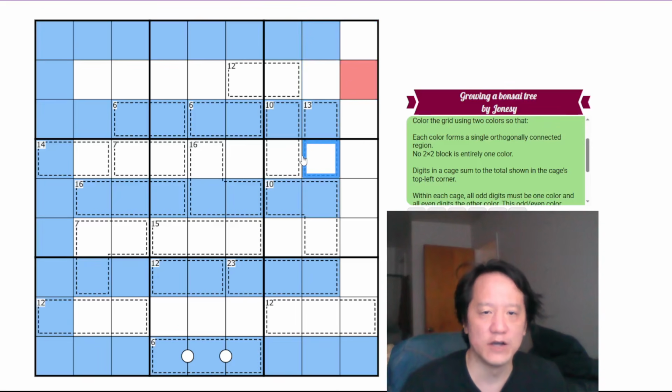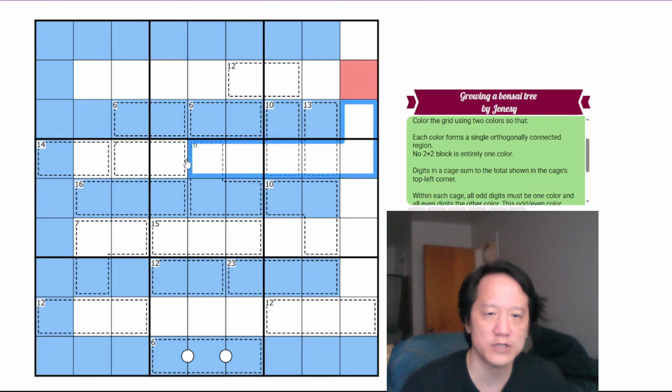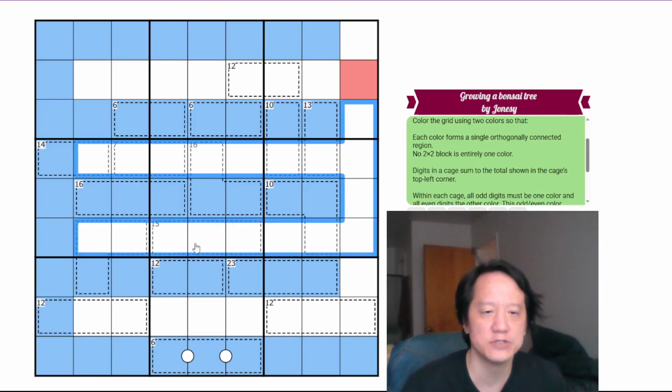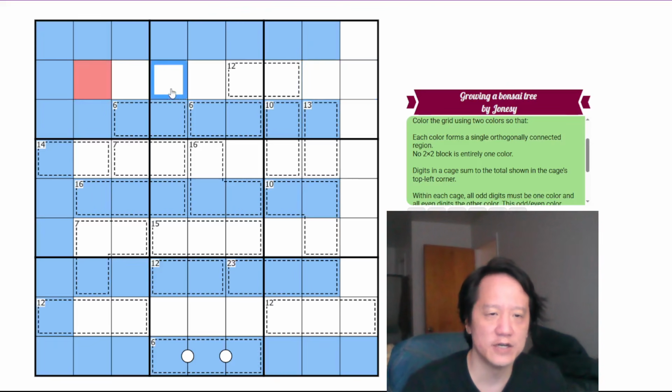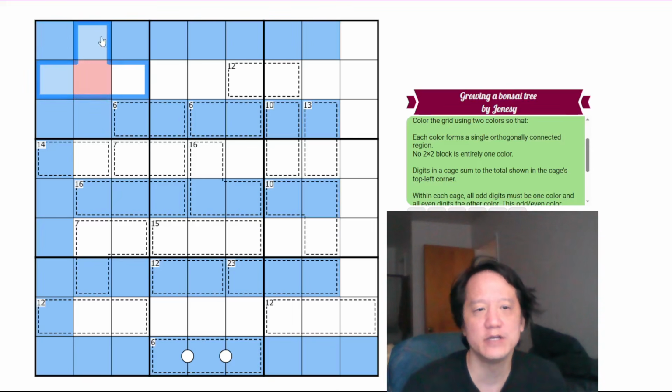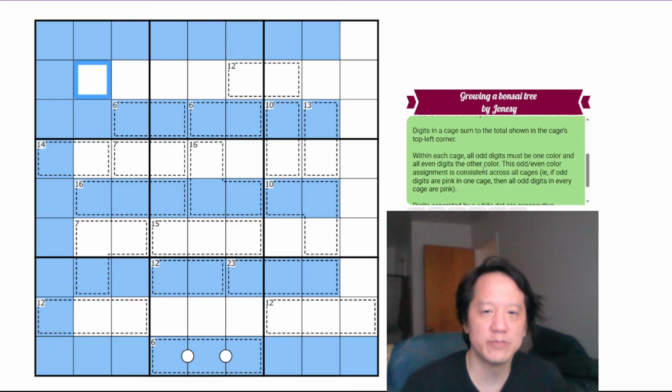This would be an invalid shading because, for example, these cells here can no longer get to these cells just by going through edges while staying within the region. They have to go through a corner, or they would have to exit the region by going through an edge, neither of which is allowed in valid yin-yang shading. Also, this is not valid because this 2x2 area is entirely one color, and that's not allowed. So that's an example of how yin-yang shading works.